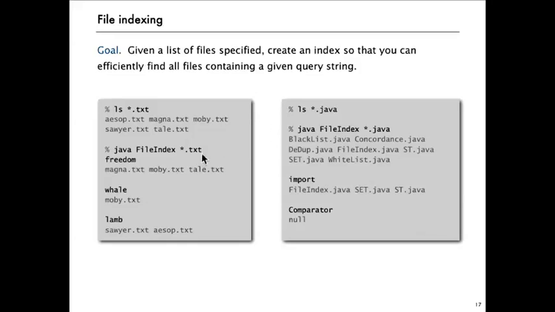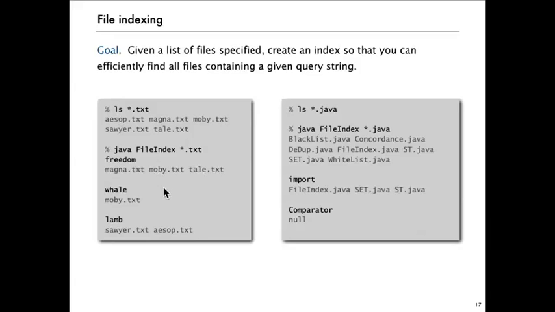In this small example, our client is going to be called file index, and say we're going to have 5 text files, and these are just pieces of literature. What we want to do is build an index from that set of text files. And then given a string key, we want it to print out the files that might contain that key. So for example, the word freedom appears in the Magna Carta and in Moby Dick and in Tale of Two Cities, all 3 of them, but not in Tom Sawyer and not in Aesop's Fables.